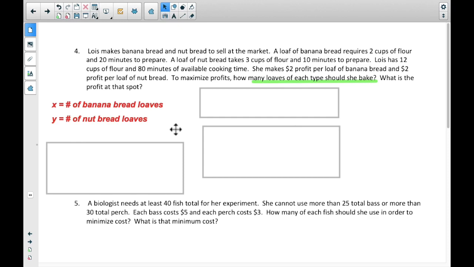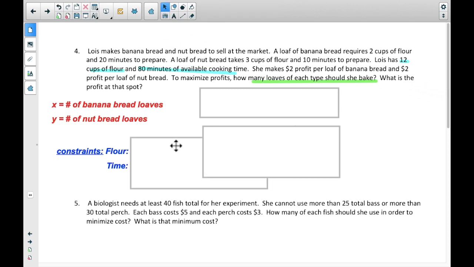Okay, next thing is to look for the constraints. The constraints are the limitations. And the limitations are that she only has 80 minutes of available cooking time and she only has 12 cups of flour altogether. So that tells us those are constraints. And so we need to have an inequality for the flour and we need to have an inequality for the time. So now let's go back and pick out the pieces that deal with the flour.